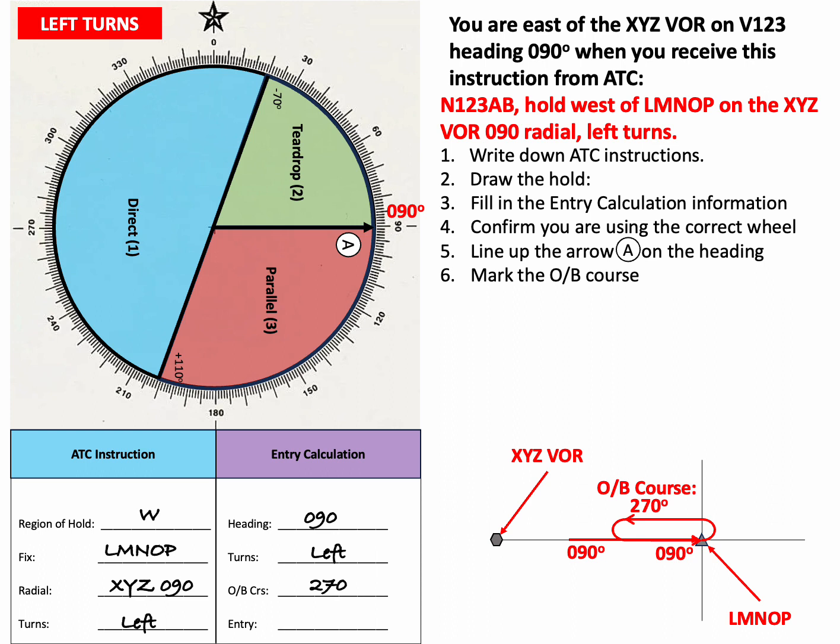The next step is to mark the outbound course, which is 270. When we look at the section where the outbound course is located, we will see that this time our entry is direct. Write direct in the last line of the entry calculation. Although you should go through the exercise to determine the proper hold entry, you will find that any time your course is the same as the inbound course to the fix, you will have a direct entry.